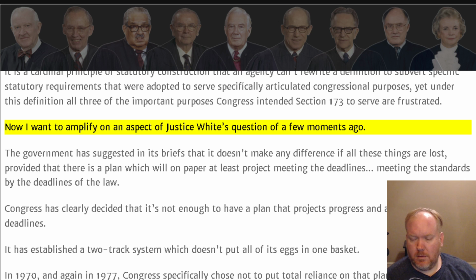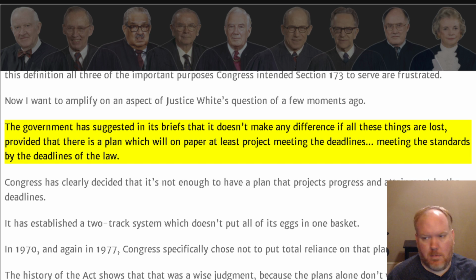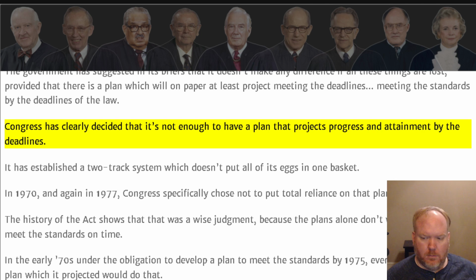Now, I want to amplify on an aspect of Justice White's question of a few moments ago. The government has suggested in its briefs that it doesn't make any difference if all these things are lost, provided that there is a plan which will, on paper at least, project meeting the standards by the deadlines of the law. And Congress has clearly decided that it's not enough to have a plan that projects progress and attainment by the deadlines.